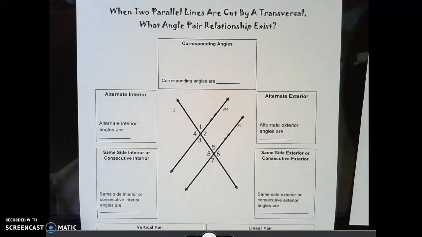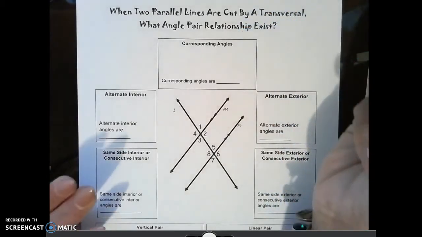Okay, this next page you should have is titled, When Two Parallel Lines Are Cut by a Transversal, What Angle Pair Relationship Exists? You will really need to pay attention to this because you'll actually have to do an assignment that is related. So we're going to start at the top and then we'll work our way around. We start off with corresponding angles.